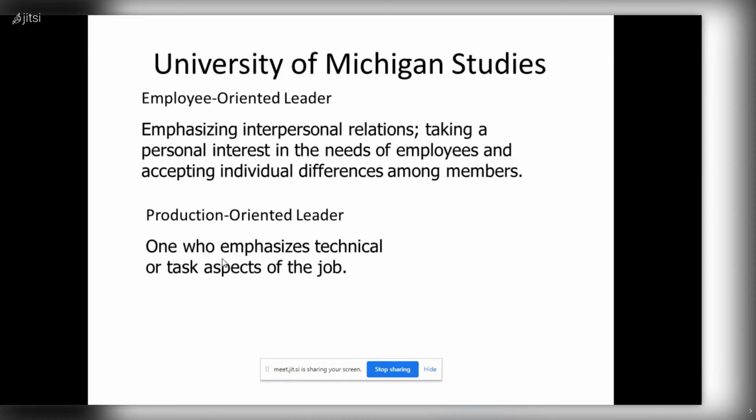The production oriented leaders, in contrast, tended to emphasize the task aspects of the job. Unlike the other studies, the Michigan researchers concluded that leaders who were employee oriented were able to get high group productivity and high group member satisfaction.